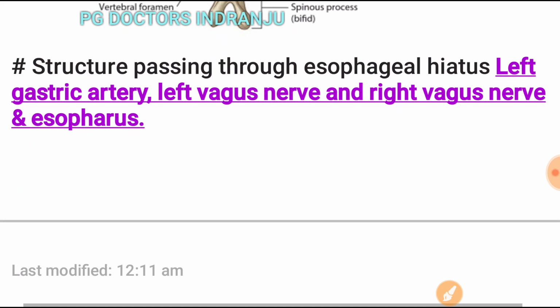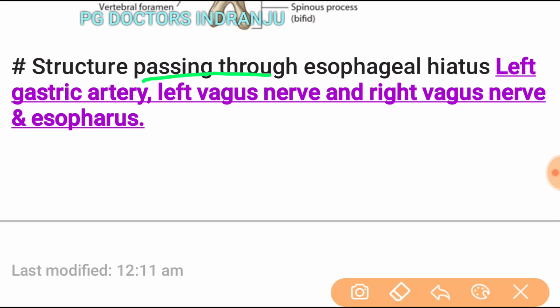Next, the structures passing through the esophageal hiatus are the left gastric artery, left vagus nerve, right vagus nerve and esophagus. This is a very important topic: esophageal hiatus, aortic hiatus, and caval hiatus.